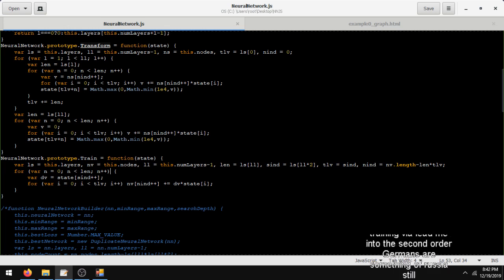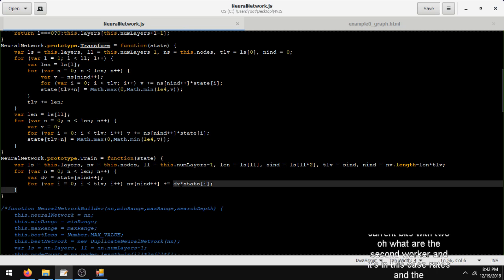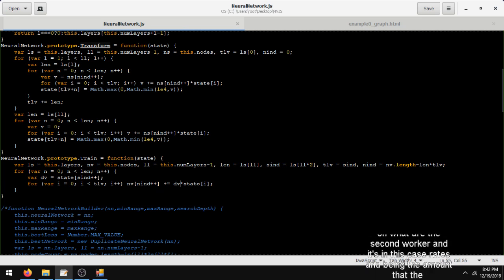Question is though, what derivatives of the derivatives would you do? Or what are the second order derivatives? In this case, I guess it would be the amount that the derivatives are changing.